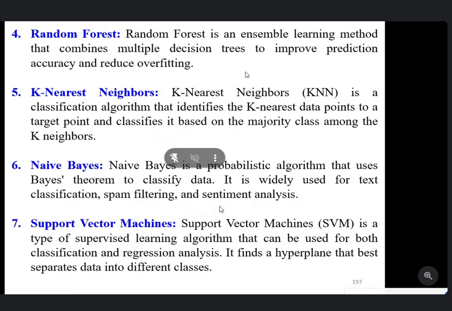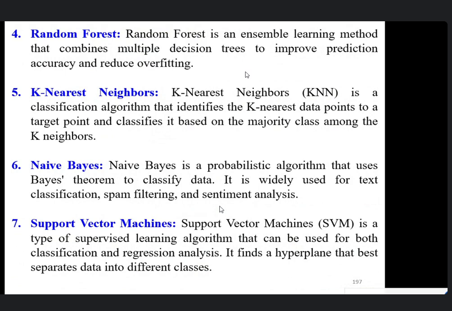That is why we are using random forest: to improve the prediction accuracy and reduce overfitting. That is the main reason we are using the random forest algorithm. K nearest neighbors is a classification algorithm that identifies the k nearest data points to a target point and classifies it based on the majority class among the k neighbors. That's why we use the Euclidean distance formula here.